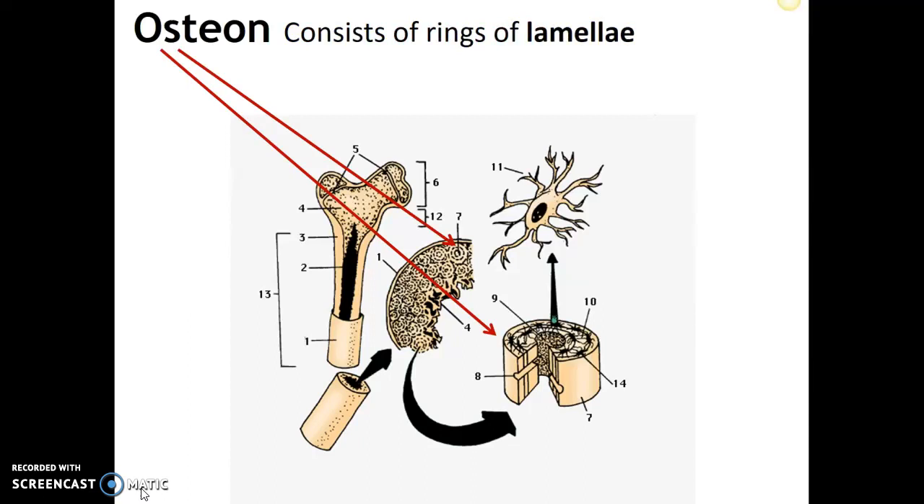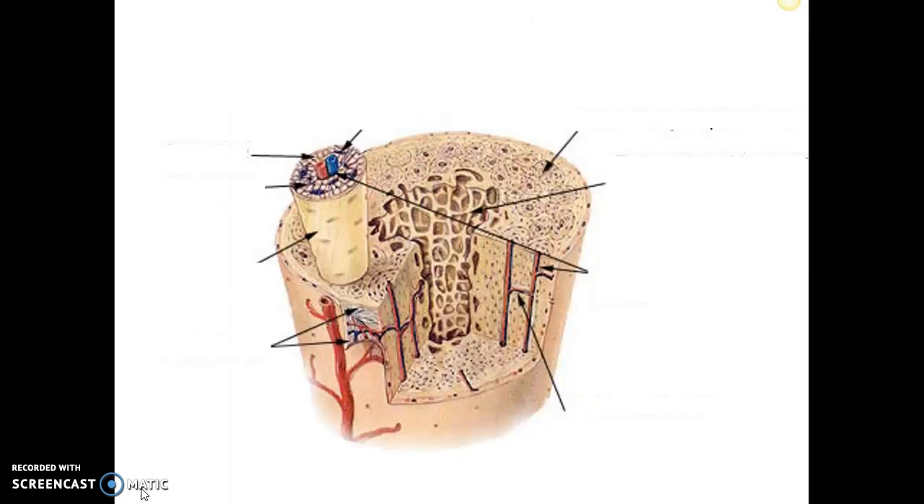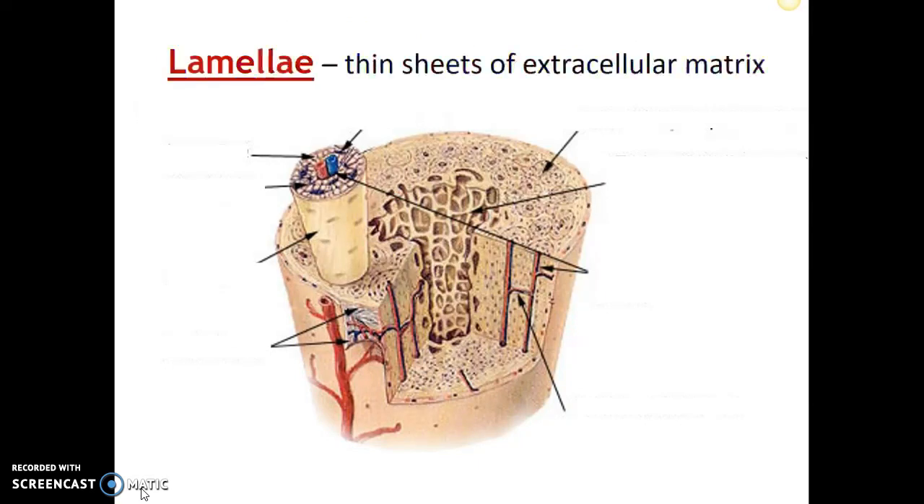It consists of rings of lamellae. Lamellae sound like laminate. Of course, that's what happens. To laminate something, you're putting a sheet on. That's what the osteoblasts do. They put sheets of hydroxyapatite on in these concentric rings, and those are called lamellae. So again, lamellae are the thin sheets of the extracellular matrix, extra, outside the cell, and that's hydroxyapatite. That's that hard bone.